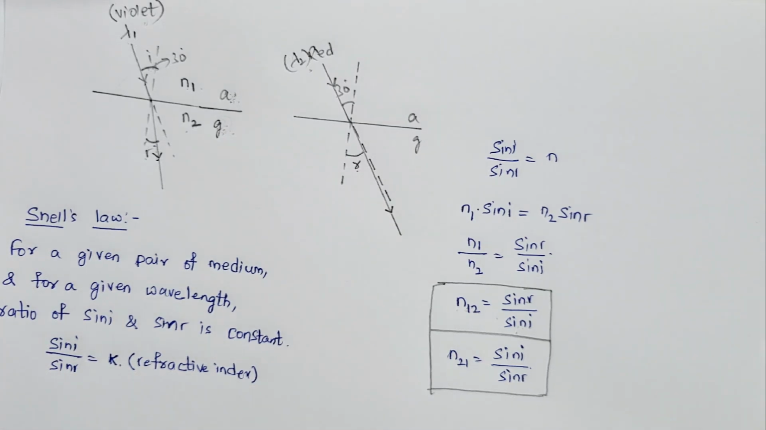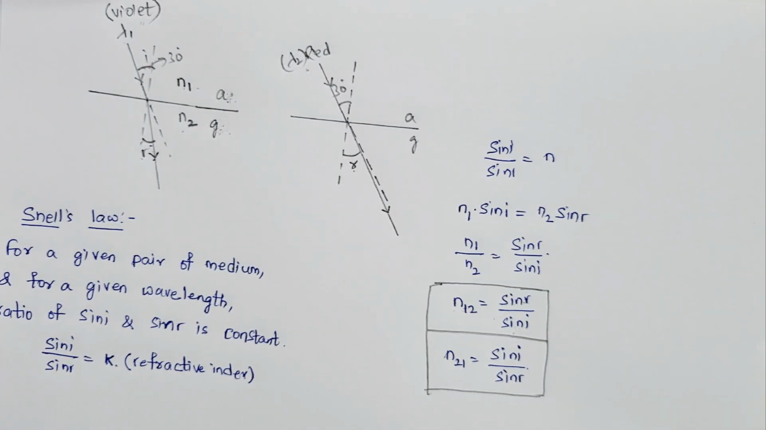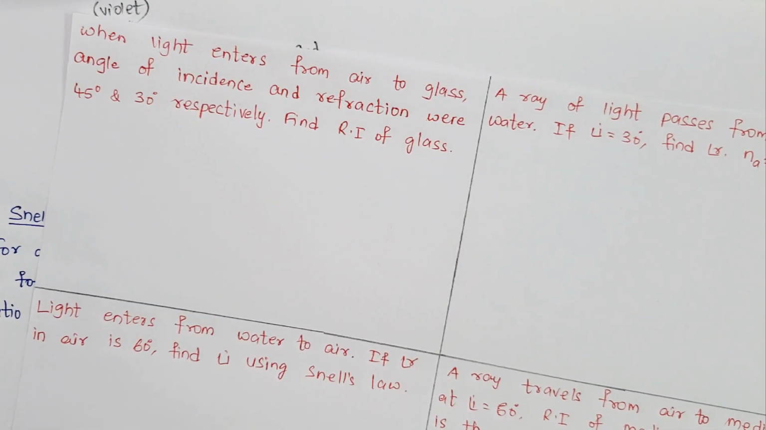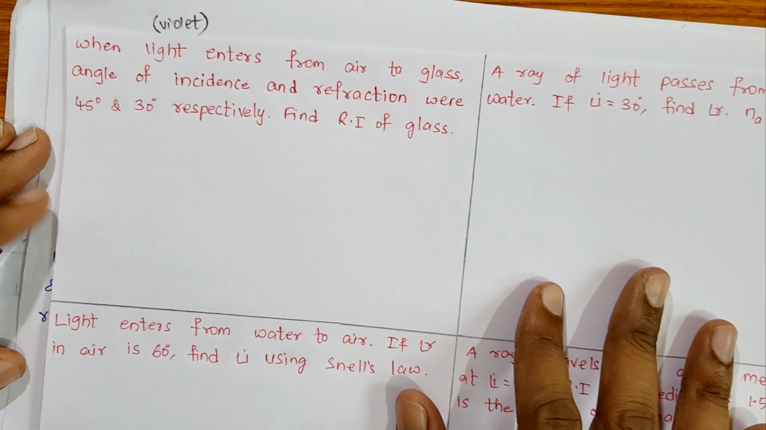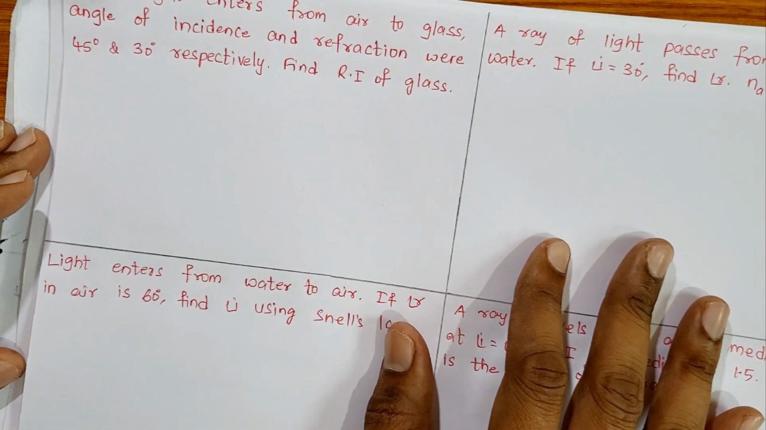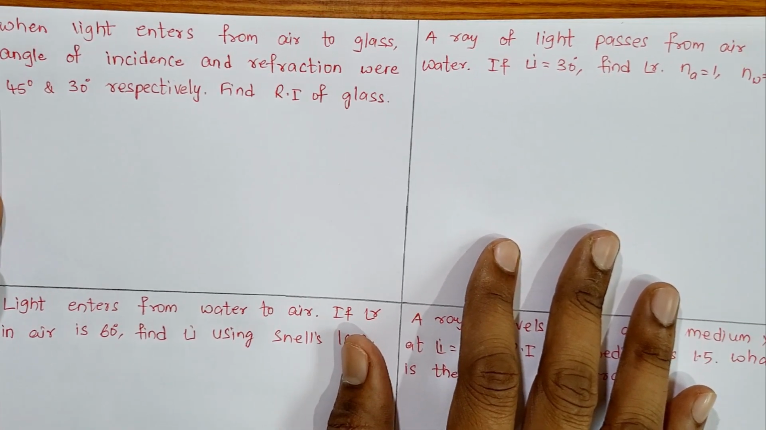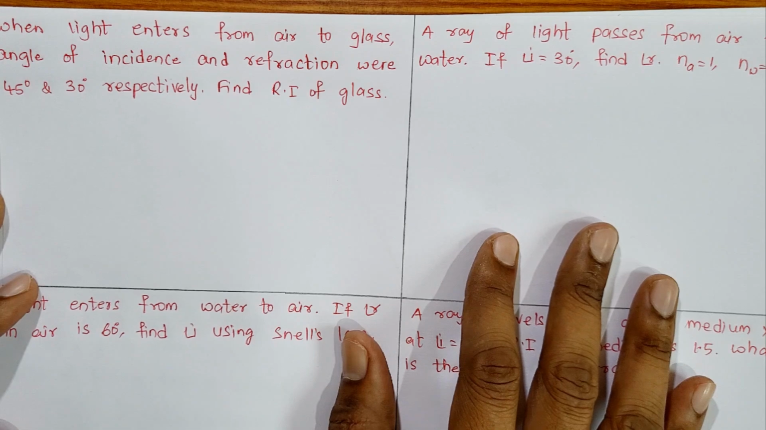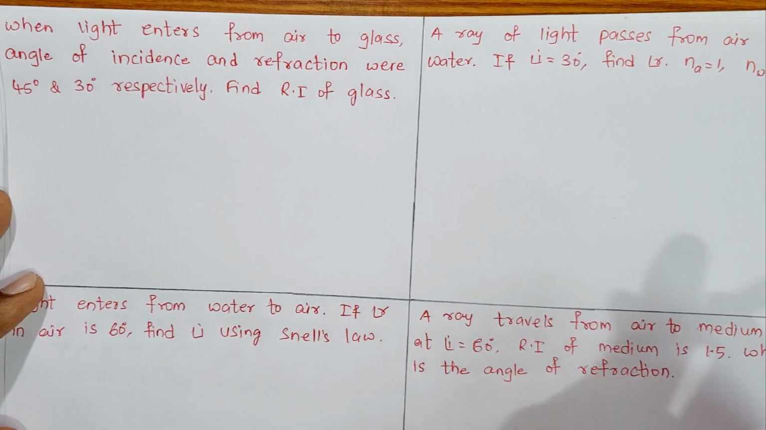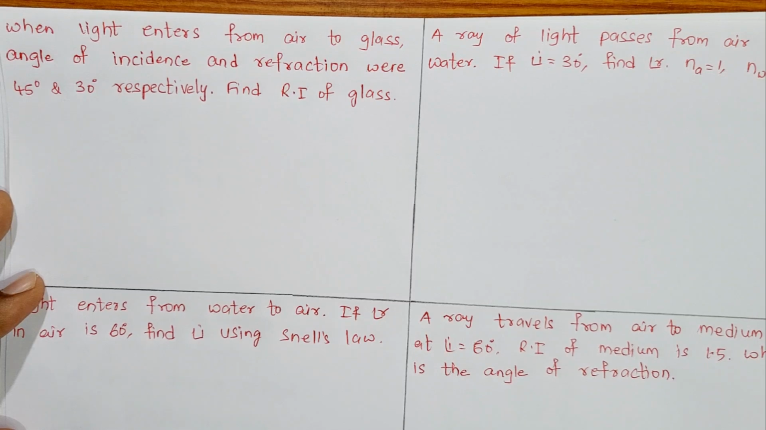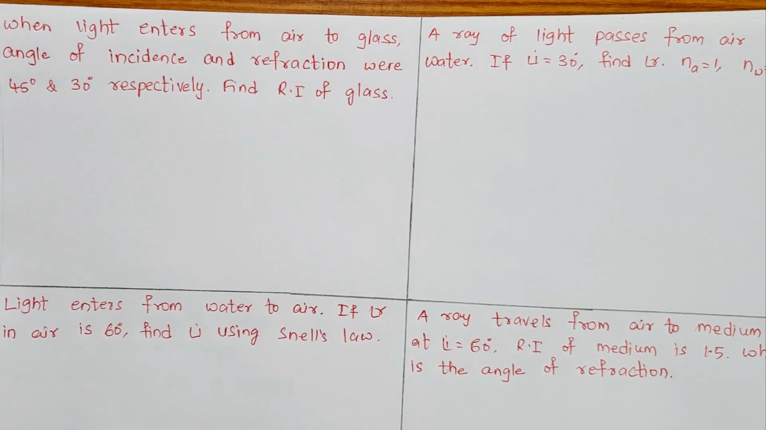Okay. Now let us do some problems on this refractive index. First problem. When light enters from air to glass, the angle of incidence and refraction were 45 degrees and 30 degrees respectively. Find the refractive index of glass.